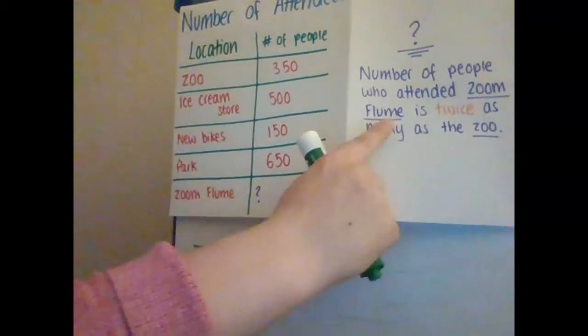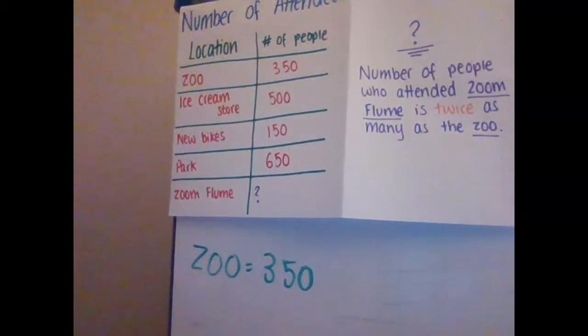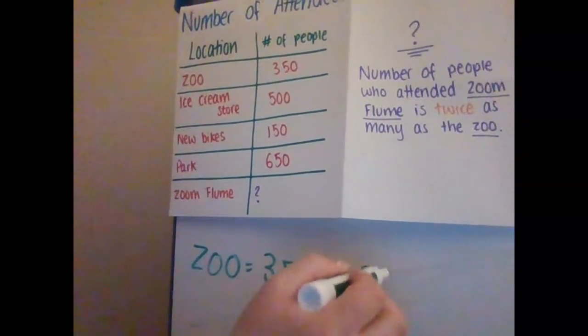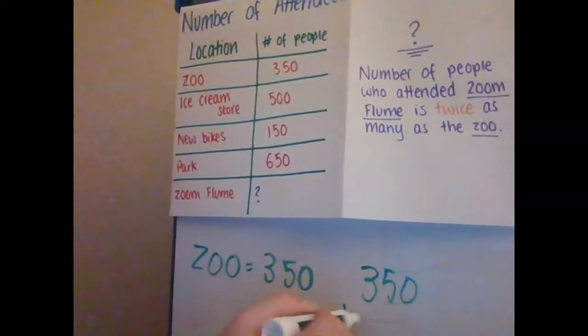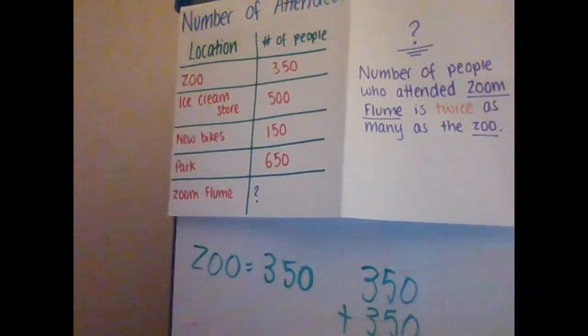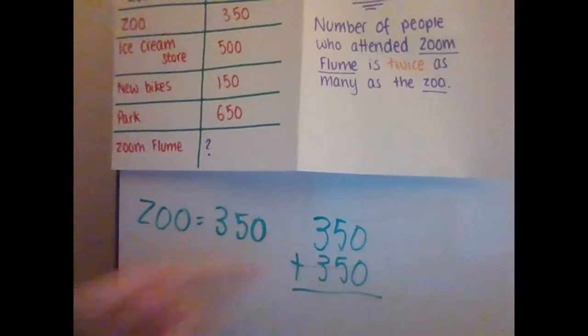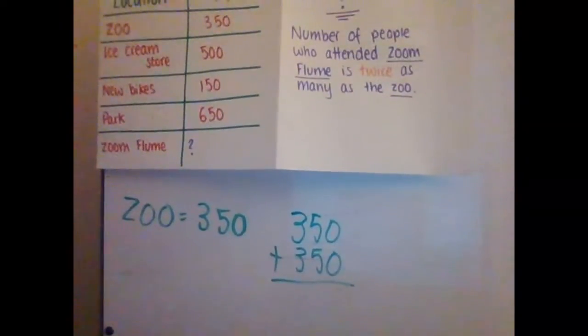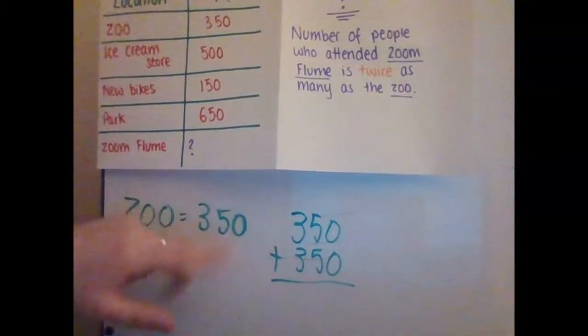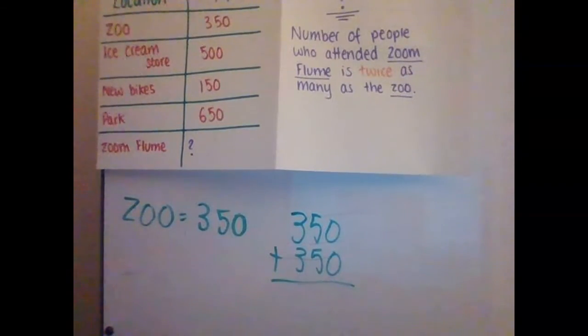The number of people who attended Zoom Flume is twice as many as the zoo. What did I just say about twice as many? It means you need to have 2 times the same amount. So that means 2 times the zoo amount, so 350, add another 350, will give us our total for the number of people who went to Zoom Flume. This is the zoo 2 times, all right? So the number of people that went to Zoom Flume is twice as many as the number of people that went to zoo. That means I need to add that number 2 times.